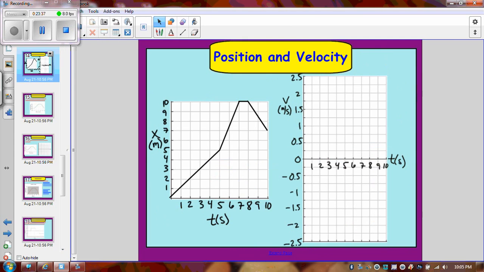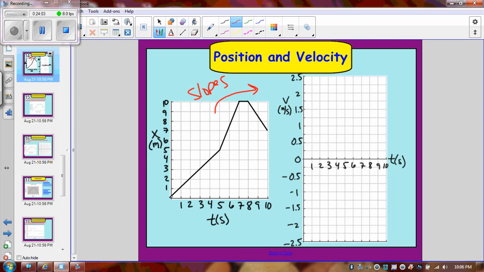All right, let's look at some more examples. I'll go through one more, and then I'm going to give you a few examples to do on your own. All right. In this example, the position versus time graph is already given to us. It wants us to create the velocity versus time graph. Okay, easy enough. Remember, to go from a position versus time graph to a velocity versus time graph, we're going to be looking at slopes, because slopes tell us velocities.